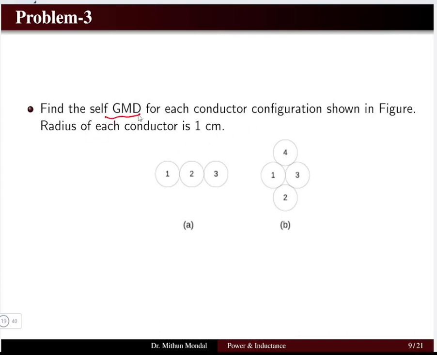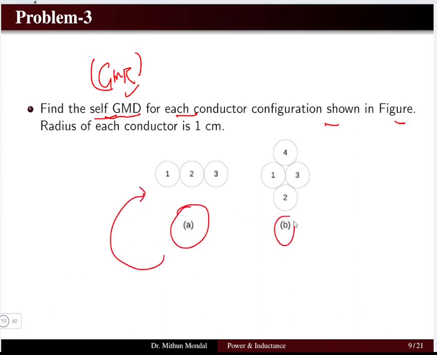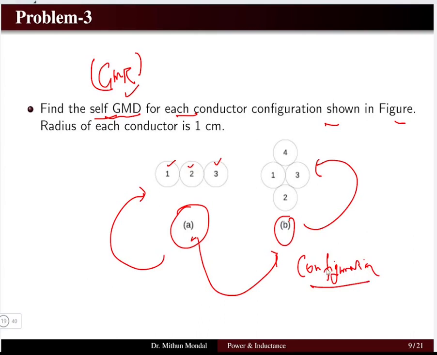Find the self GMD, that is geometric mean distance. Self GMD, the other name is GMR, geometric mean radius, for each conductor configuration shown in the figure. There are two figures, A and B. You see 1, 2 and 3 represent the three-phase lines. So three conductors are there, 1, 2 and 3. Both A and B are of different configurations. So the arrangement of the conductors is different for line A or line B.